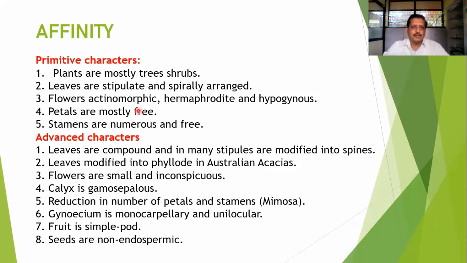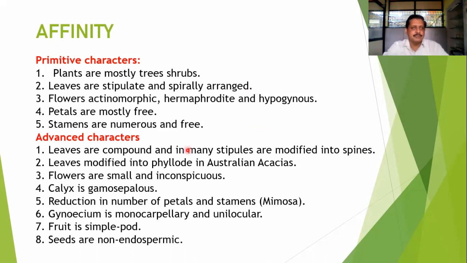These flowers are actinomorphic. They are hermaphrodite, means bisexual flowers, and they are hypogynous in nature. Petals are mostly free, and stamens are numerous in many members we have just discussed. So numerous stamens and they are free. So all these characters are considered primitive characters. All these characters can be observed in the family Mimosaceae.